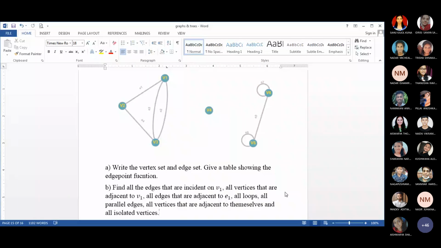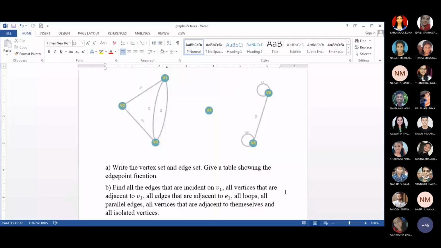Then isolated vertices. V4. Very good. V4 is an isolated vertex. Fine. Is this example clear?